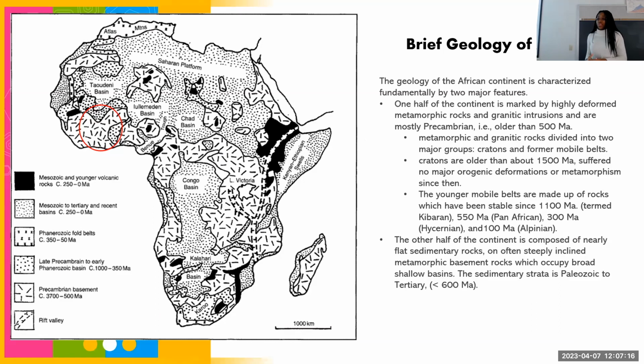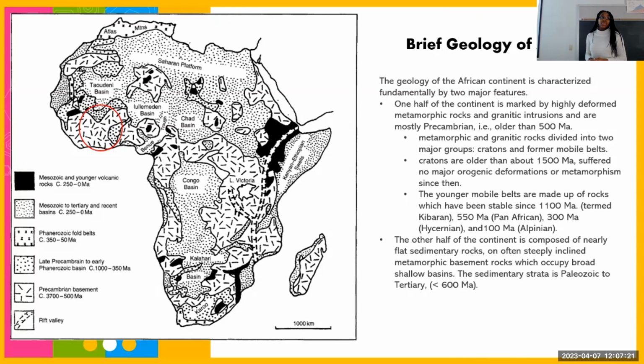So first, a brief geology of the African continent. The entire continent is characterized mostly by two major geological features. One half is marked by highly deformed metamorphic rocks and granitic intrusions, and are mostly Precambrian. In other words, they're older than 500 million years. Out of this group, the metamorphic and granitic rocks are divided into two major groups, cratons and former mobile belts. Cratons are older than about 1,500,000,000 years old. They've suffered no major orogenic deformations or metamorphisms since then. So they're still cratons as is.